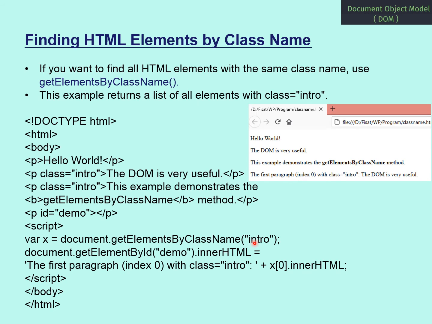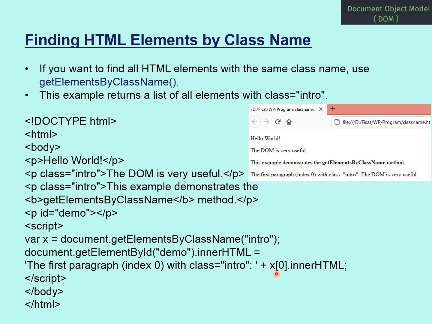So what happens here is all the elements with class name intro will be assigned to variable x. So we are having a look at the corresponding intro classes. This is the first intro class, which contains the text "The DOM is very useful." Then the second intro is "This example demonstrates the getElementsByClassName method." So only two intro classes are there.